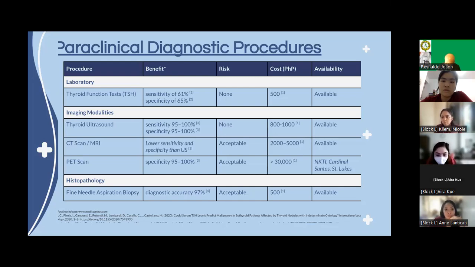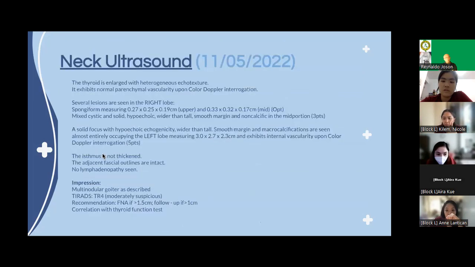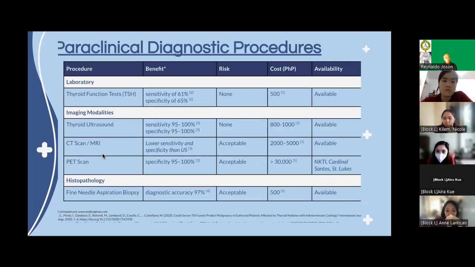So for this patient, our test of choice for the imaging modalities is thyroid ultrasound, since the sensitivity and specificity are high, along with the low cost for the patient, and it is readily available too.